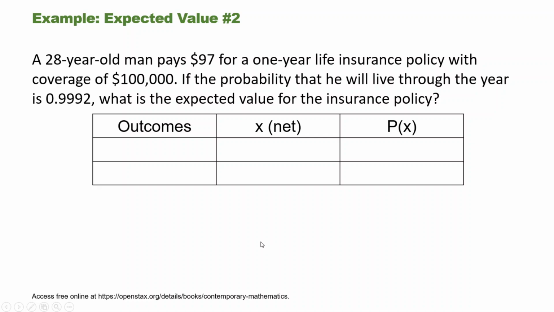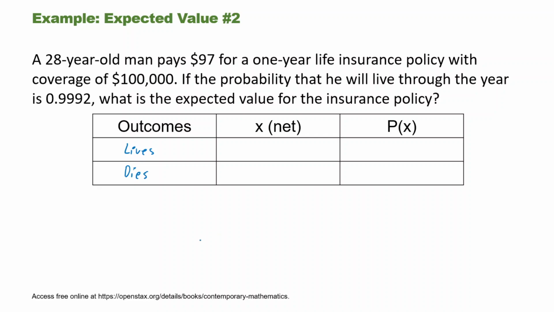Example, expected value number 2. A 28-year-old man pays $97 for a 1-year life insurance policy with coverage of $100,000. If the probability that he will live through the year is 0.9992, what is the expected value for the insurance policy? In the case of something like this, the two outcomes in words would be that he lives through the year or that he dies during the year. Those are the two possible outcomes for an insurance policy.